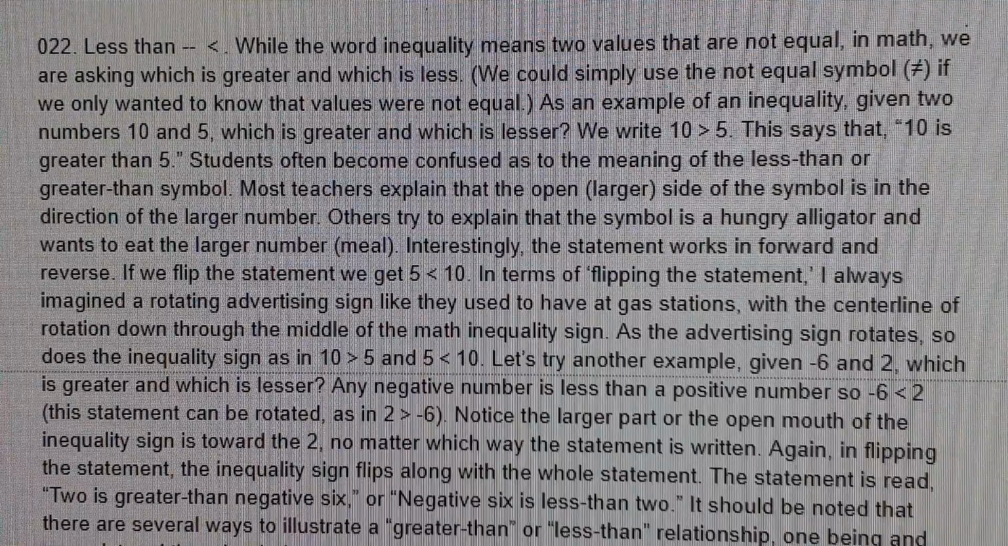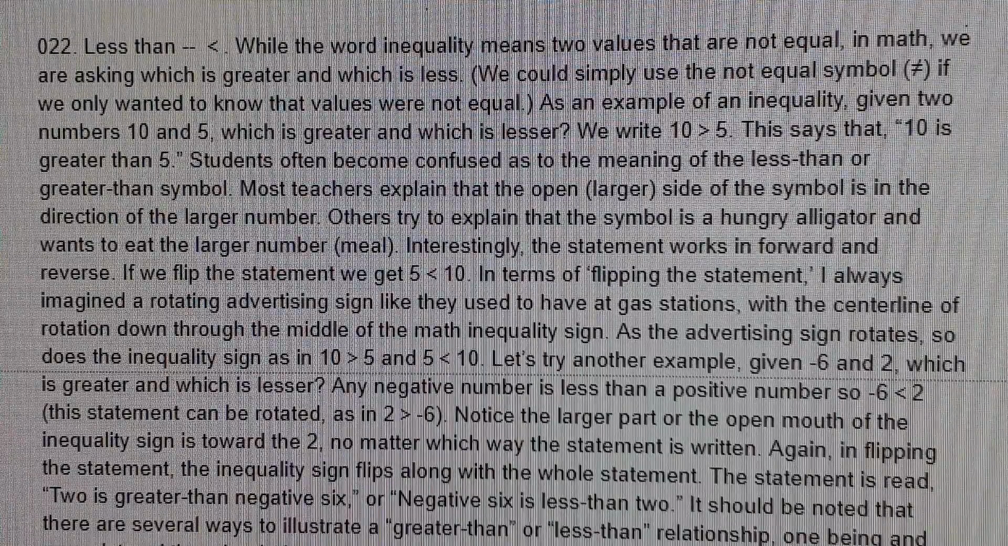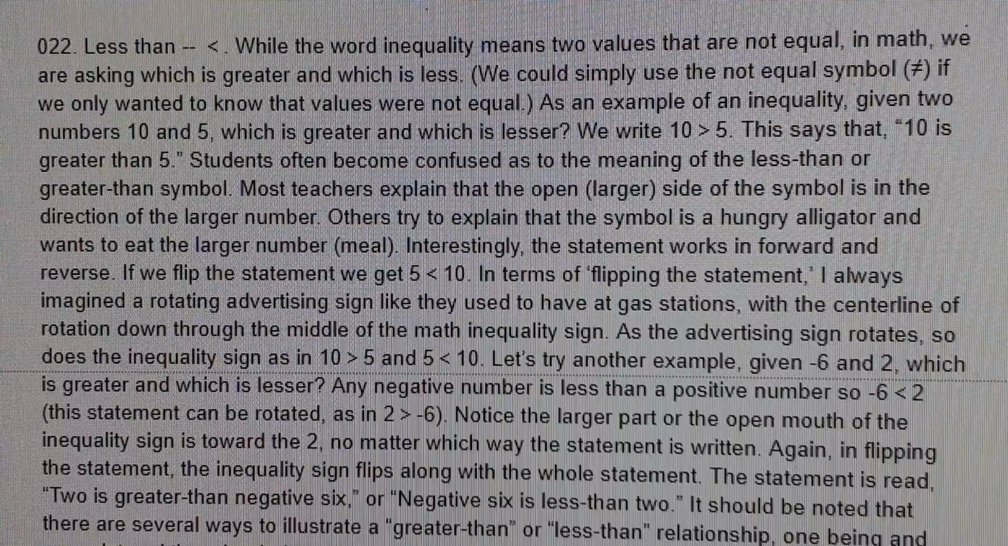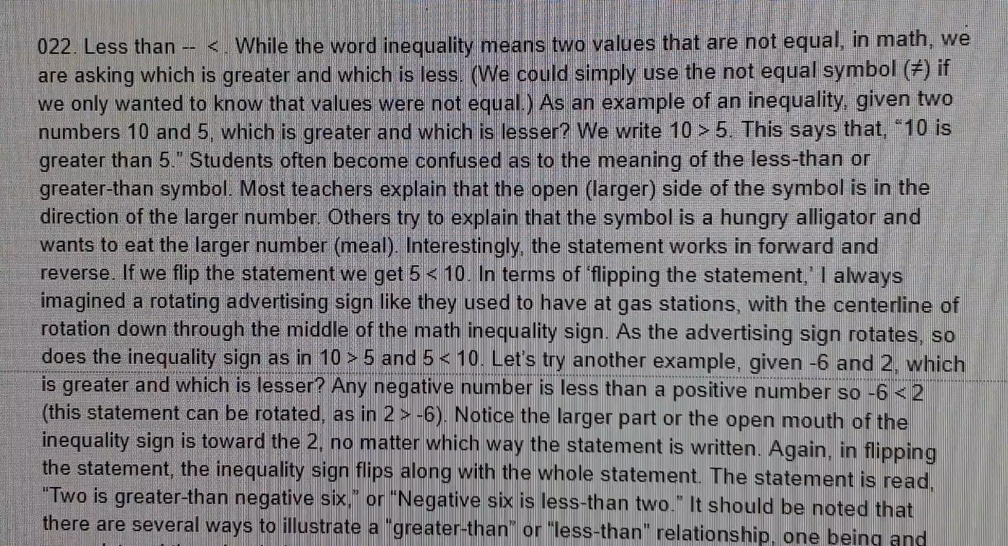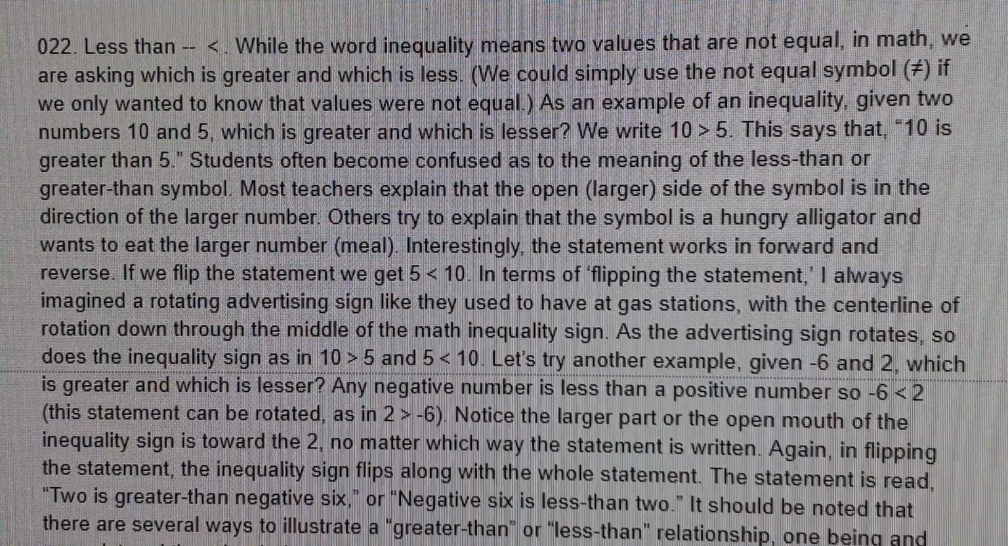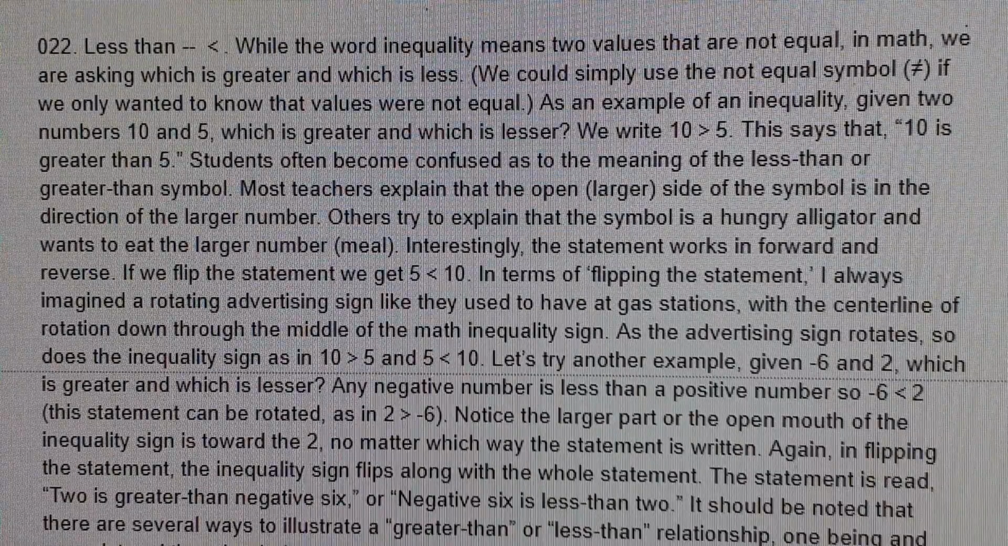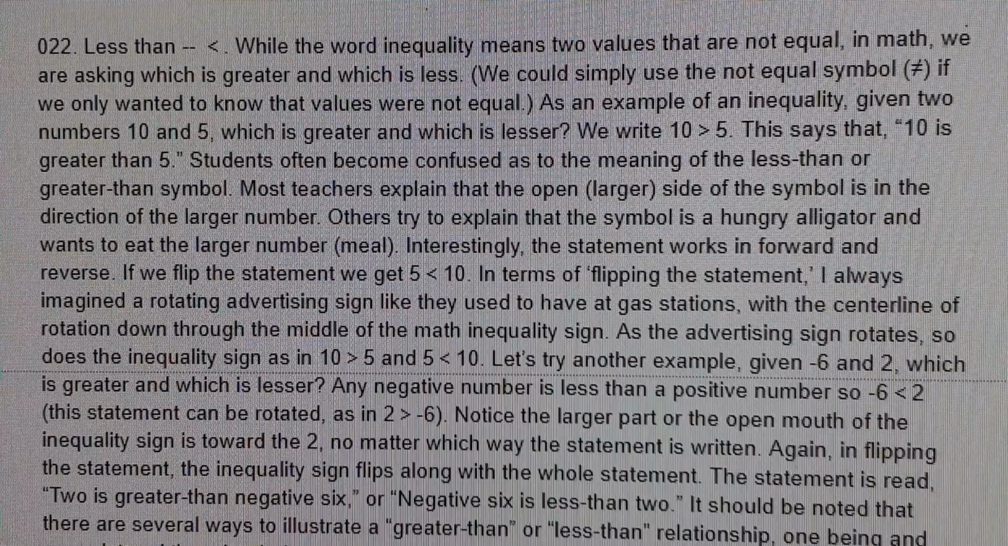It should be noted that there are several ways to illustrate a greater than or less than relationship, one being an open dot and the other being a dashed line. The symbols for two things being equal would then be a solid dot or a solid line. Open dots and dashed lines do not include the value (or the value is excluded). Solid dots and solid lines do include the value in question.